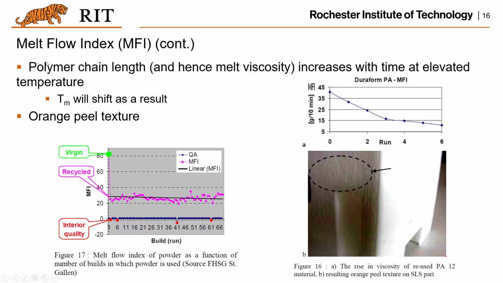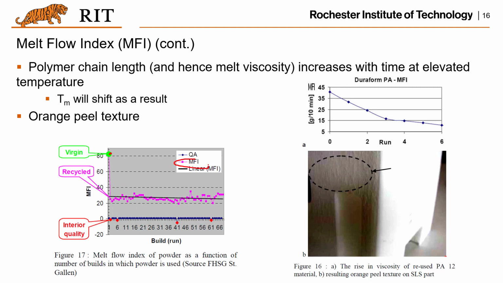Okay, so for the melt flow index, there's an essential property here: the polymer chain length will increase with time at elevated temperature. That makes the melting temperature shift as a result. For example, if we look at this figure, this point shows the melt flow index of the material powder if it has never been heated up.